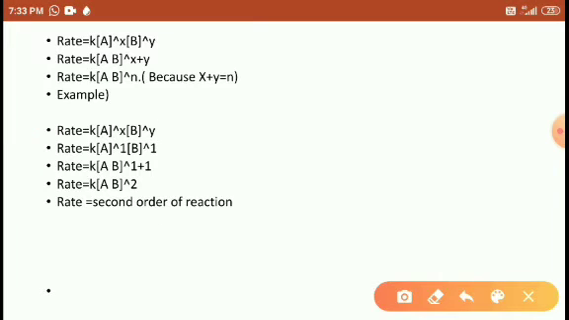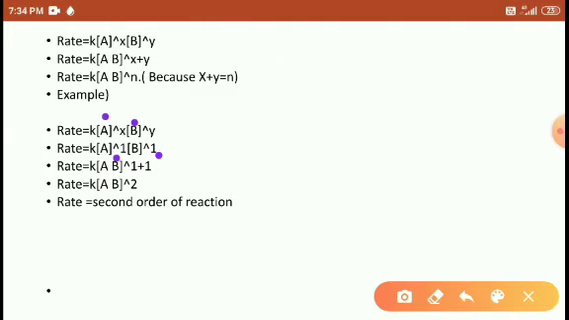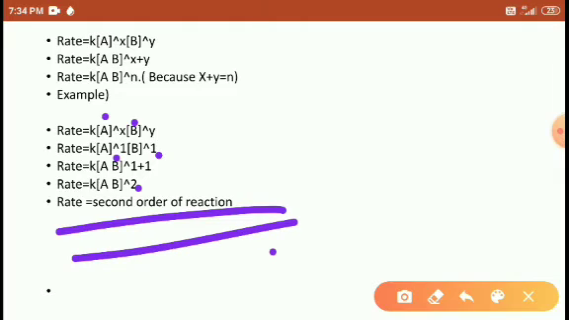Similarly, students, for the second one, I am using the same example. The rate is equal to K, concentration of reactant A to the power X, concentration of B to the power Y. The power of A is 1 and the power of B is 1. Both we add, then we get the value 2. The 2 means that is the second order reaction. Right, students?